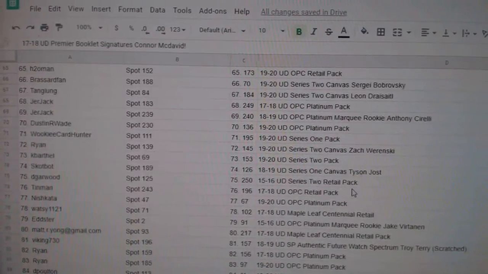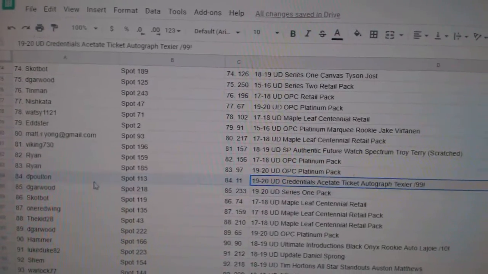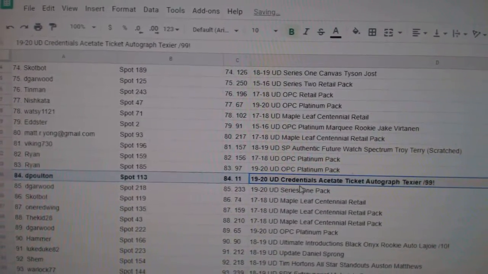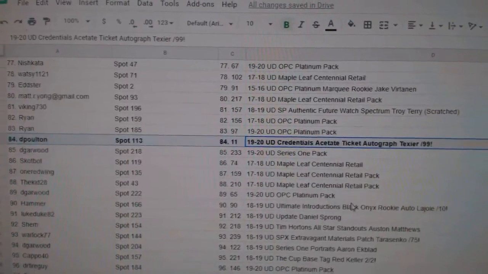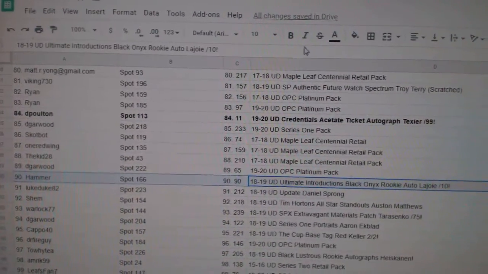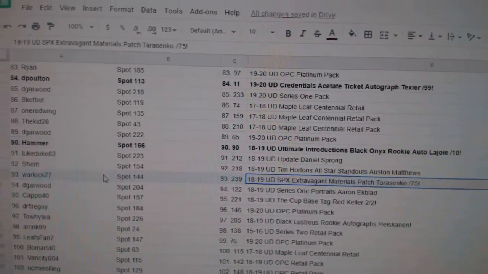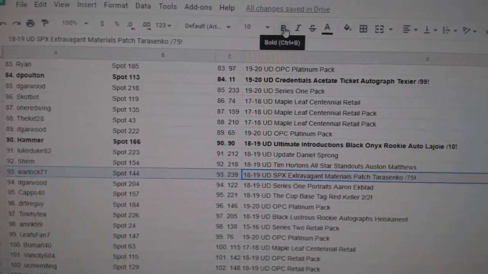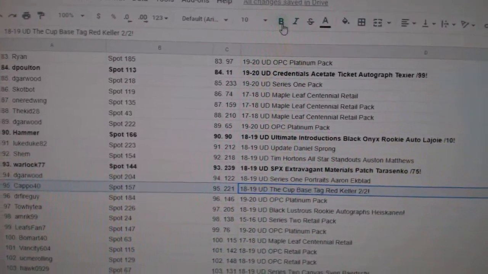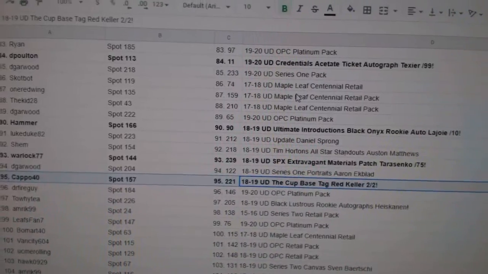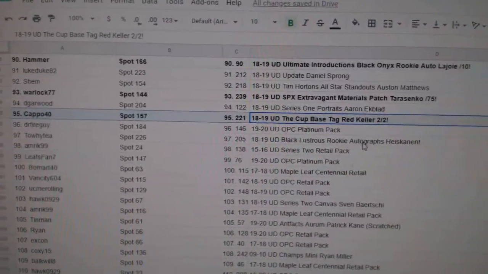Oh, we really are saving these. The acetate rookie auto of Texier to 99 goes to D. Poulton. The Lajoie goes to Hammer out of 10. The Tarasenko out of 75 patch goes to Warlock. Capo 40 gets a Clayton Keller out of 2 tag from Cup.